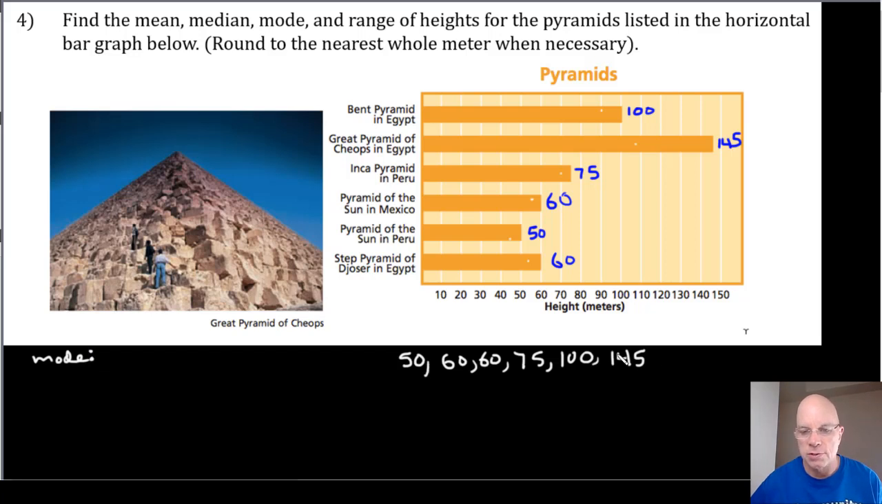The mode is the easiest measure of the data to find because it's the data that occurs the most. 50, 75, 100, and 145 all occur once, but 60 occurs twice. And so the mode is clearly 60 meters for this data set.